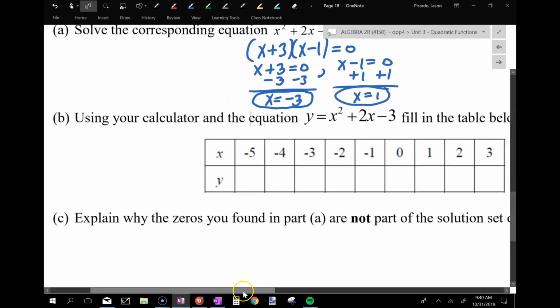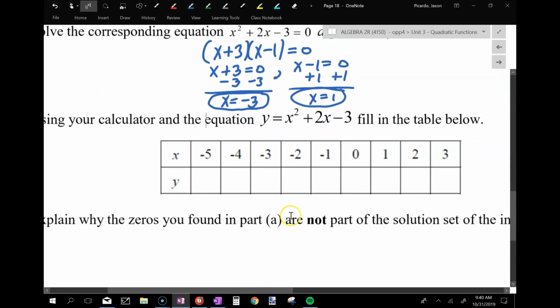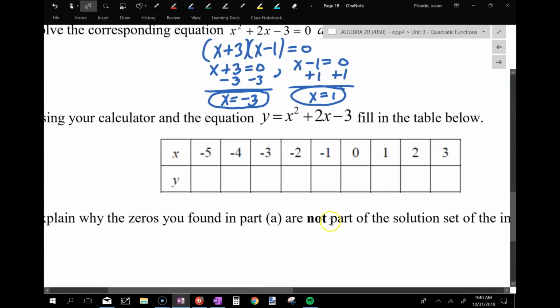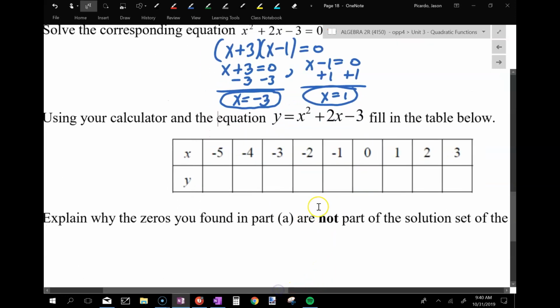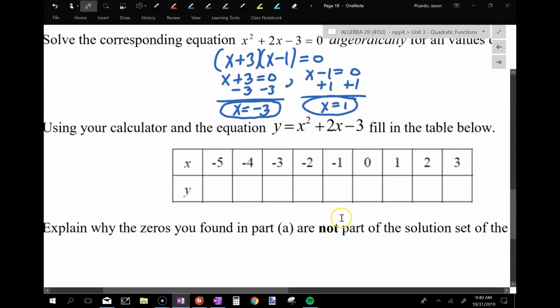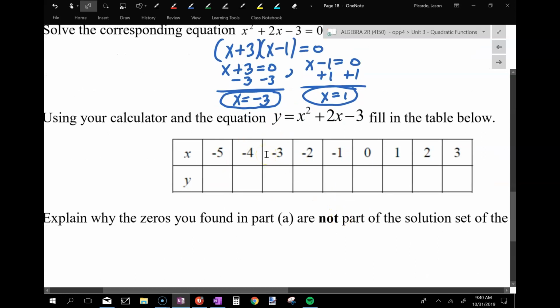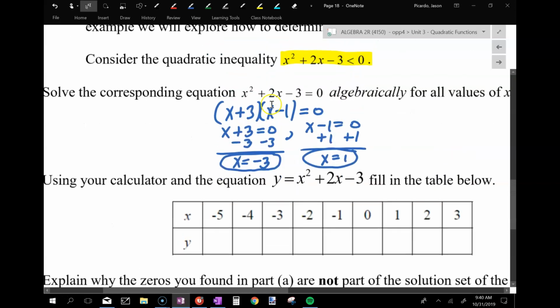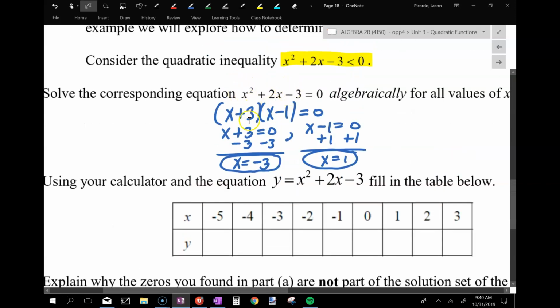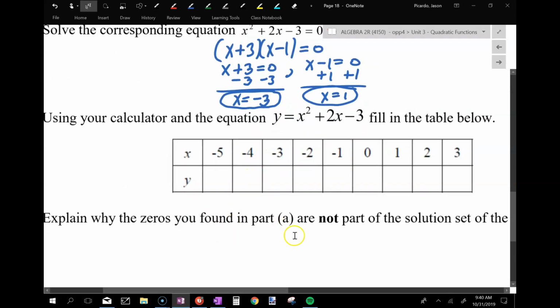All right, so at negative 3, what value did I just get? If I plug negative 3 into this, what would it equal? It would equal 0, right? That's the whole point of solving this. So at negative 3, I get 0. And at a solution of 1, I get 0 as well.